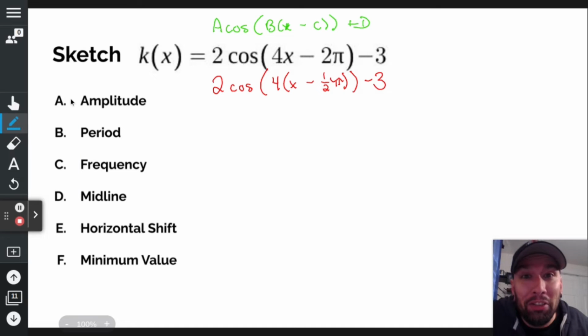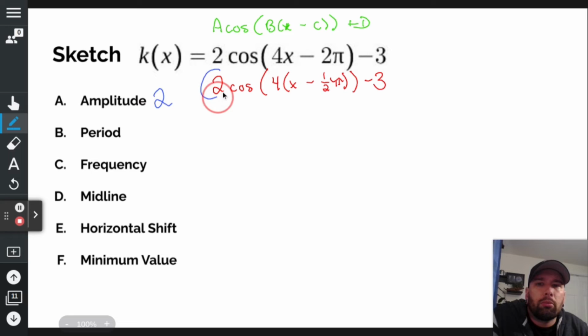You're my amplitude. You're my frequency. If my frequency is 4, then the way I find my period is I do 2 pi divided by 4, which gets me pi over 2. I'm not going to want to graph this. The midline is -3.